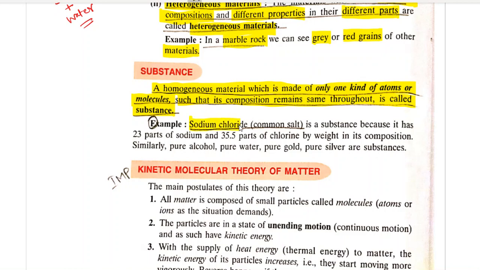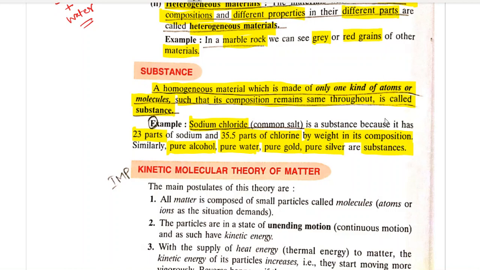Sodium chloride is a substance because it has 23 parts of sodium and 35.5 parts of chlorine by weight in its composition. Similarly, pure alcohol, pure water, pure gold. The word pure is very necessary over here because it should be made up of only one kind of atoms or molecules. Pure silver, these are all substances.